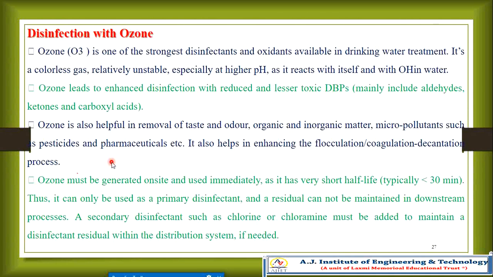Ozone has a half-life of about 20 minutes in air and water, depending on conditions, leaving no residual to kill pathogens in the water. After this time, another disinfectant must be added. So the lifetime is very short. That is one of the disadvantages we can say.